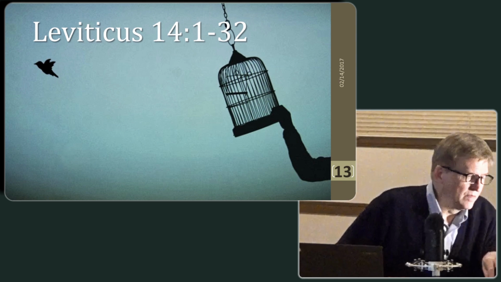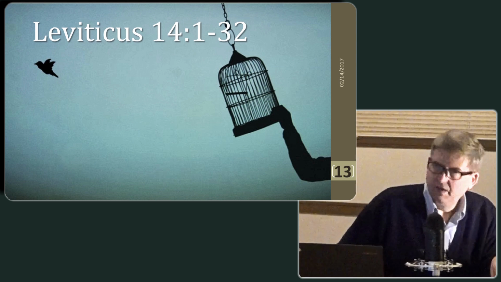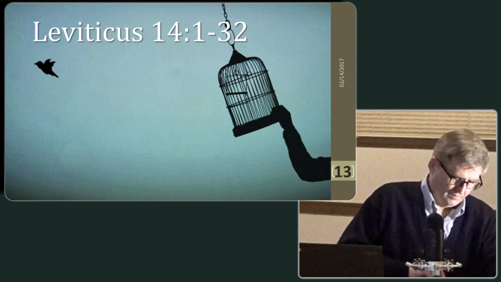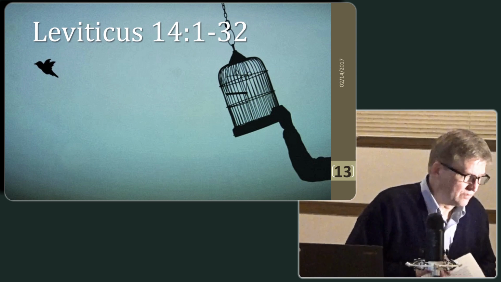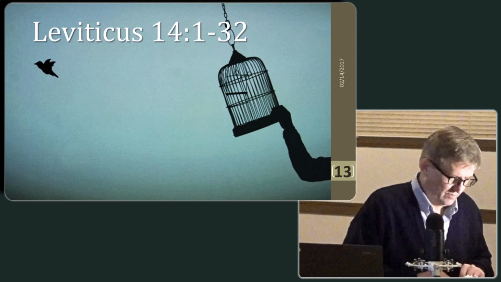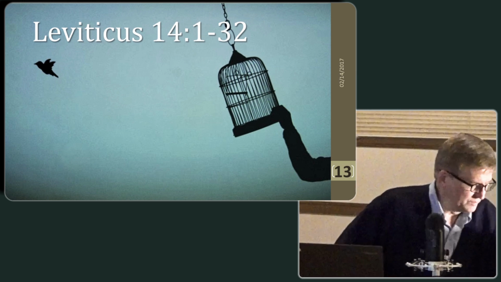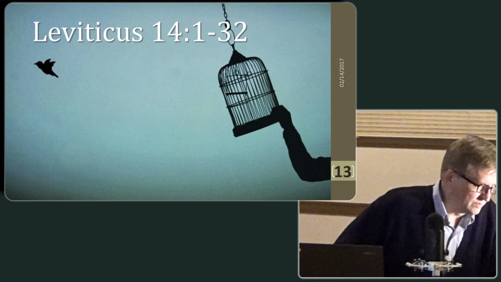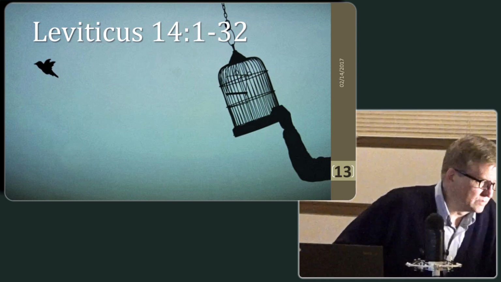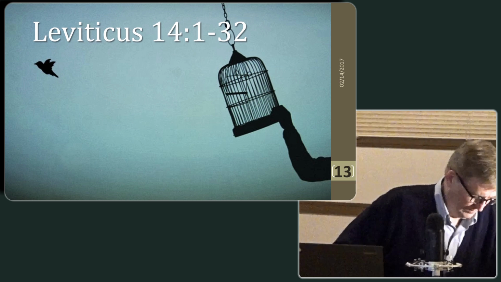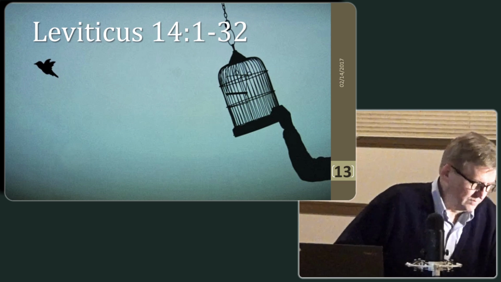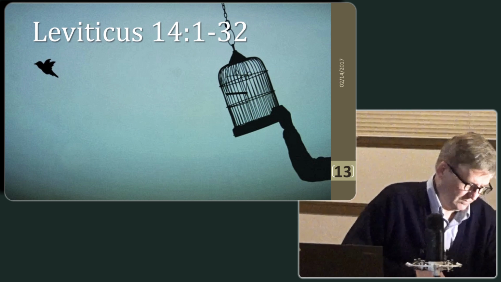For the guilt offering, like the sin offering, belongs to the priest. It is most holy. The priest shall take some of the blood of the guilt offering, and the priest shall put it on the lobe of the right ear of him who is to be cleansed, and on the thumb of his right hand, and on the big toe of his right foot. Then the priest shall take some of the log of oil and pour it into the palm of his own left hand, and dip his right finger in the oil that is in his left hand, and sprinkle some oil with his finger seven times before the Lord.